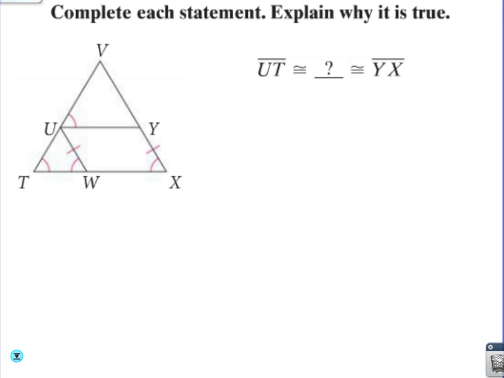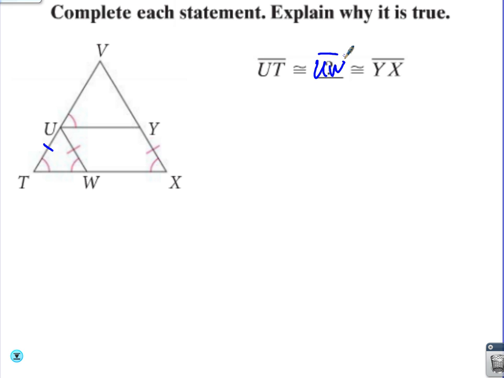Okay, moving on. What if we know that UT, well, we're given that, right? UT is congruent to YX is congruent to what other side? Same thing. Look at your small triangle. In the small triangle, you have two angles that are the same, therefore you have two sides that are the same. So not only does UT equal UW, but it also says that UW is equal to YX, so that's in the middle here. We're going to put our UW. All three of them are equal.